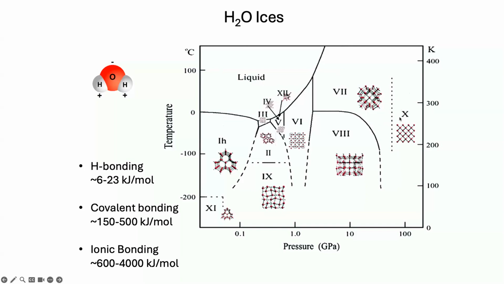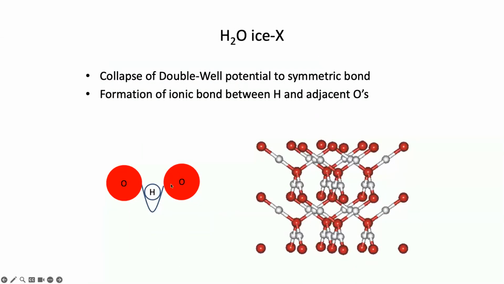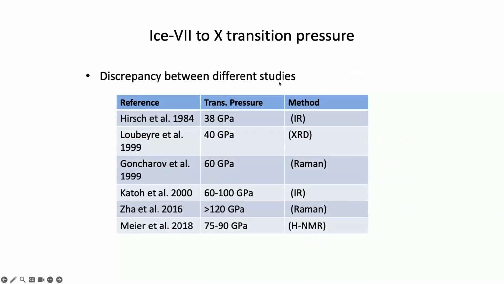And this transition to ice 10, this is what I just said, where you have the covalent bonding, and then you switch to ionic bonding as you squeeze the oxygen lattice closer and closer together. There are quite a bit of discrepancies between different studies, measurements of where this ice 7 to ice 10 transition happens. And it's important because ice 10 is less compressible than ice 7.